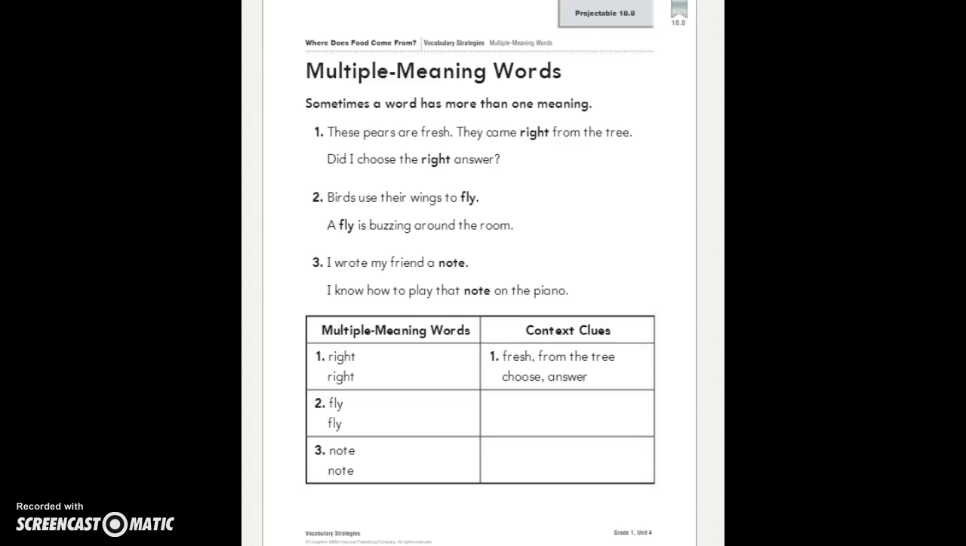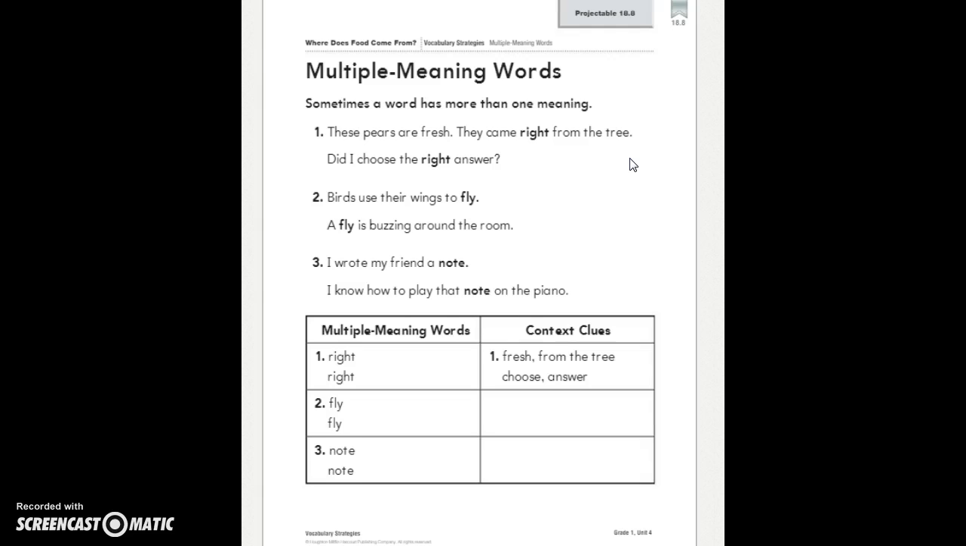Here's some more practice with context and words that have more than one meaning. Sometimes a word does have more than one meaning. Let's read number 1. These pears are fresh. They came right from the tree. Did I choose the right answer? The meaning of the word right in both sentences is different.